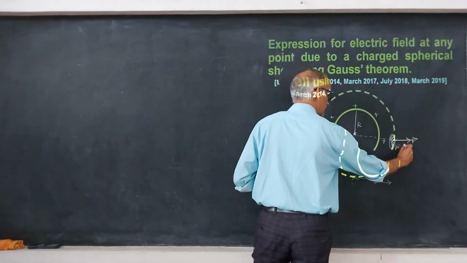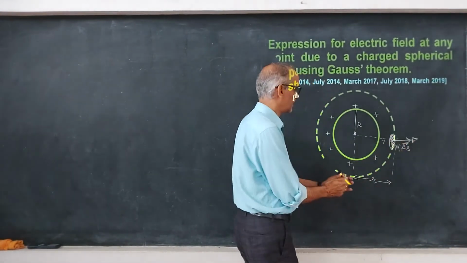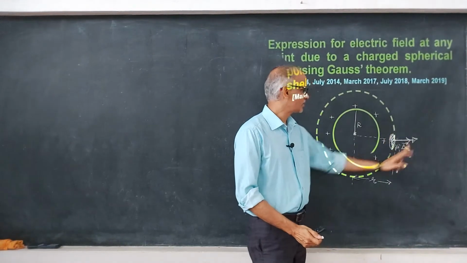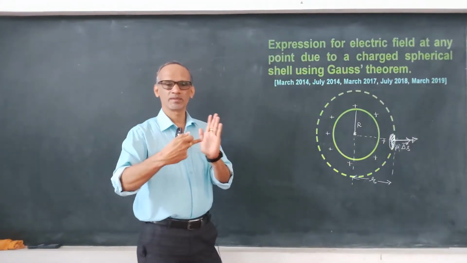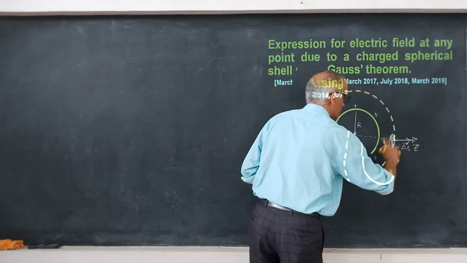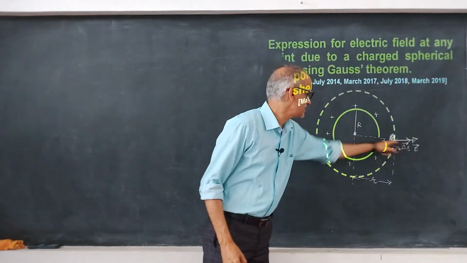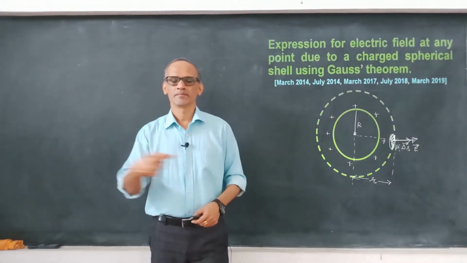So, one is the delta S vector, because it is normal to the area. The area is here, this is the area. Normal to the surface area is delta S, and then vector E is outward because the charges are positive. If the charges are negative, then the field is inward towards the center.